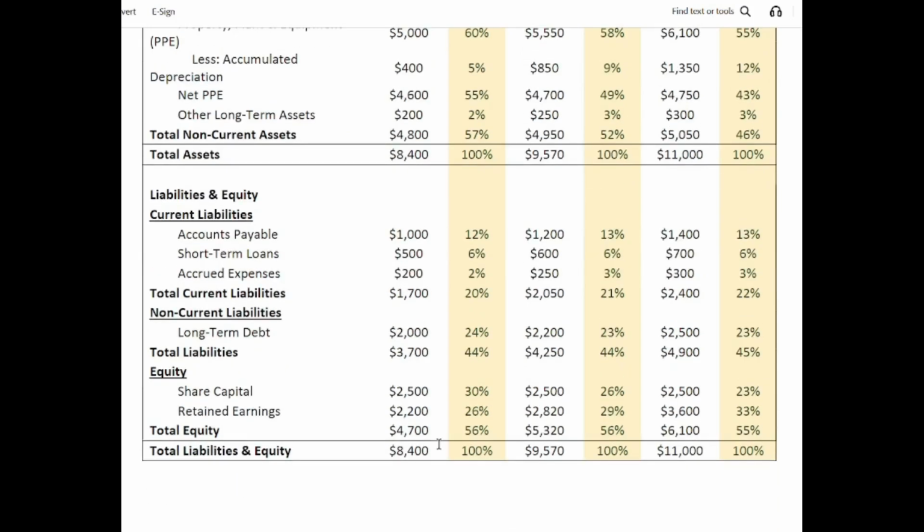So when it comes to liabilities and equity, account payable 12%, short-term loan 6%, accrued expense 20%. The total current liability is 20%, and the long-term debt is 24%. The total liability is 44%, share capital 30%, retained earnings 56%. The total equity is 56%. So the retained earnings 26% and the total equity is 56%.